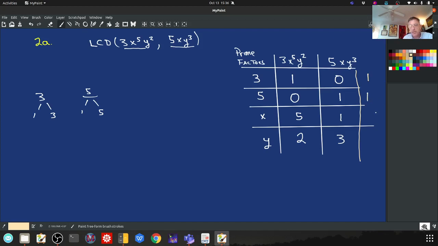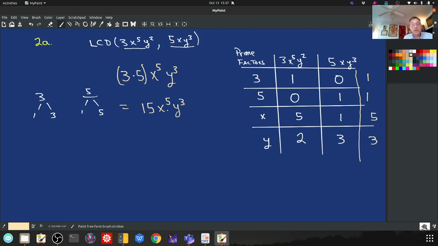The first row 1, the second row 1, the third row 5, and the fourth row 3. So our LCD is 3 raised to the 1st power times 5 raised again to the 1st power, so there's my coefficient, x raised to the 5th power, and then y raised to the 3rd power, which can be simplified as 15 x to the 5th y to the 3rd.